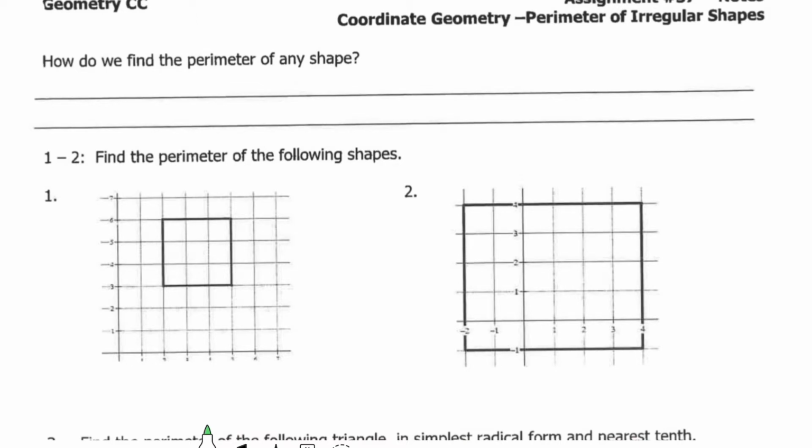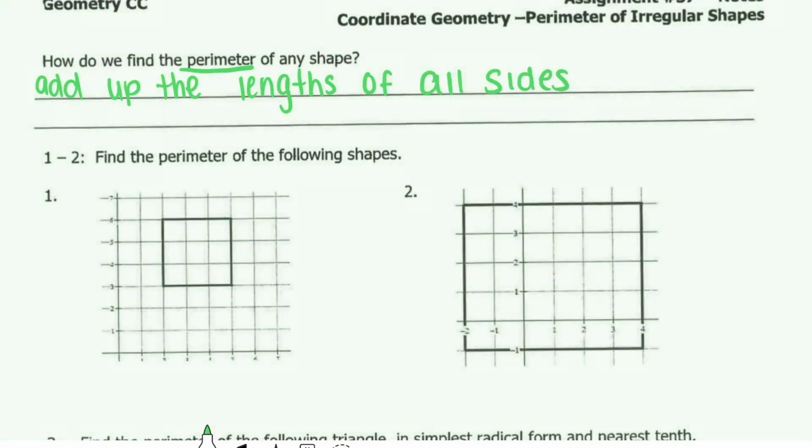It's the perimeter of irregular shapes. When we're talking about the word perimeter, we've spoken about it this year quite a bit, and that just means it is when you add up the lengths of all sides. It is the distance around the shape.